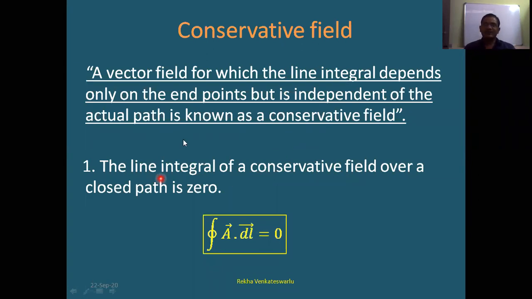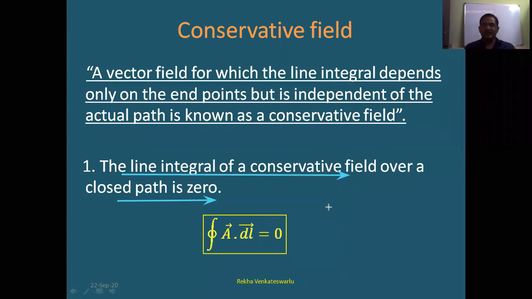The first one is the line integral of a conservative field over a closed path is 0. It is very, very important, sir. Closed integral A bar dot dl bar equals 0. This is a basic property.